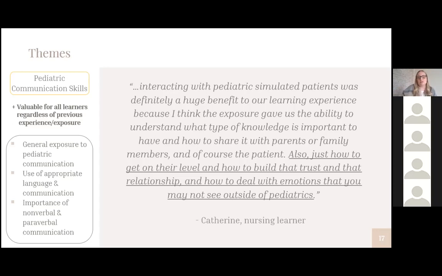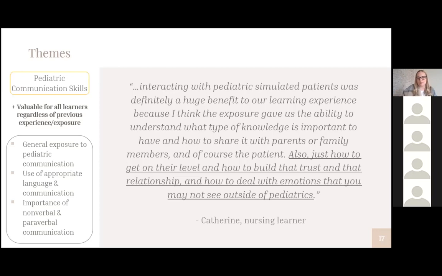And also, interestingly, it was highlighted that the nonverbal and paraverbal aspects of communication are extremely important in pediatrics. Although verbal is also important, a lot of patients, if they're age 0 to 5, are in the budding years of communication and talking, and you might have a patient that doesn't talk at all yet. So how critical your nonverbal and paraverbal communication becomes when you're interacting with patients like that.